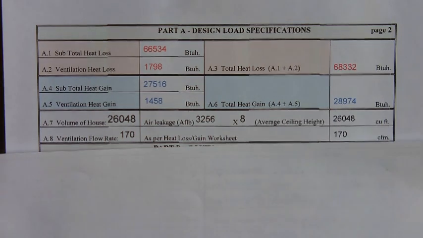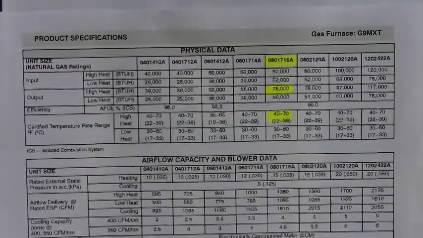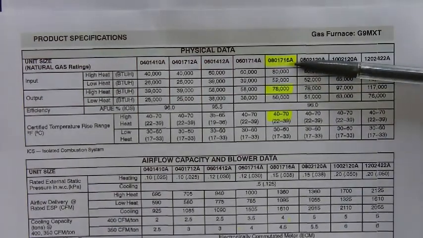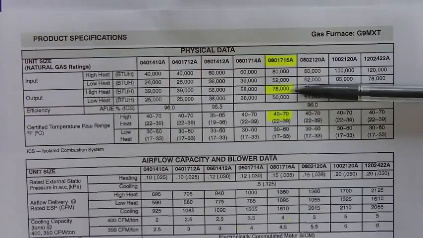In this example, we have a heat loss of 68,332 BTUs and a heat gain of 28,974 BTUs. The first thing we need to do is select a furnace that has an output of greater than 68,332 BTUs. So if we look at the available furnaces, we can see that the 80,000 BTU furnace has an output of 78,000 BTUs, and so that will satisfy our calculated heat loss.